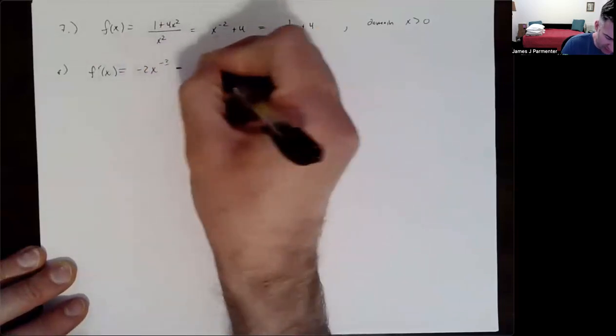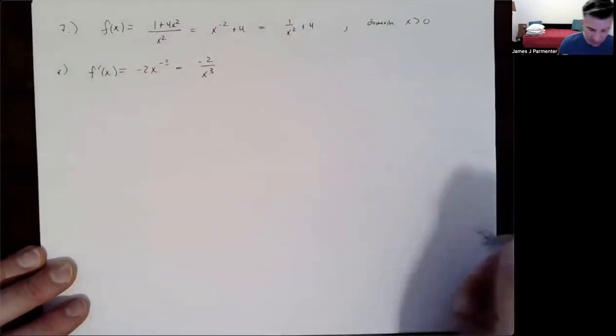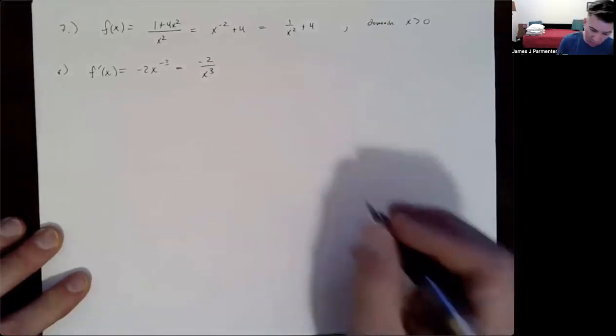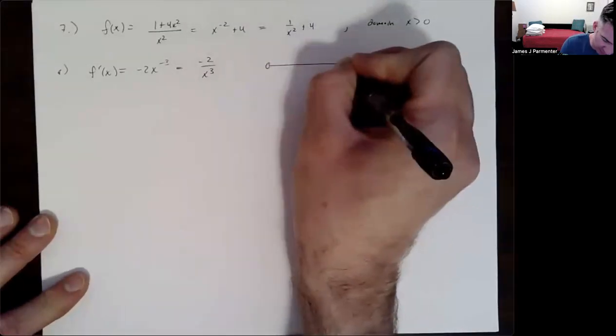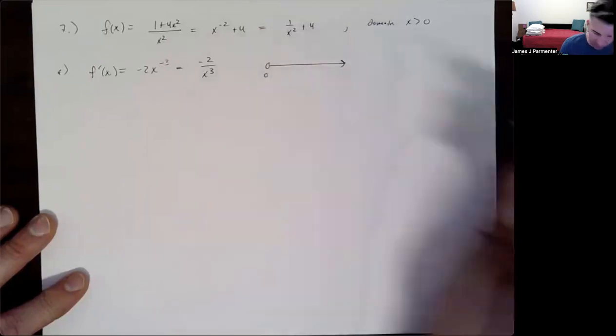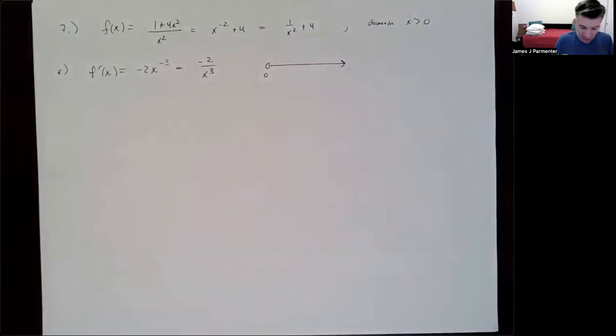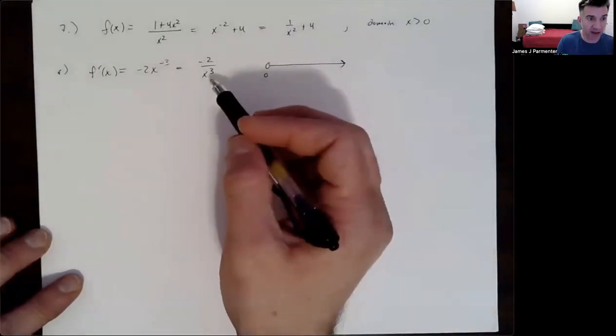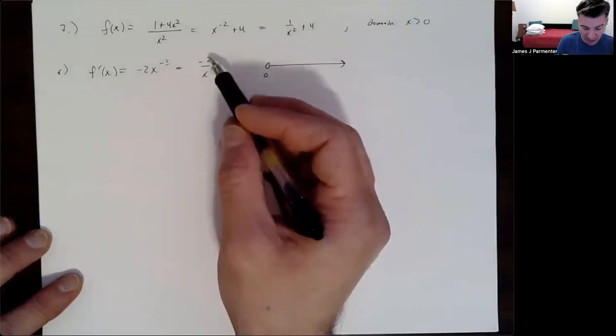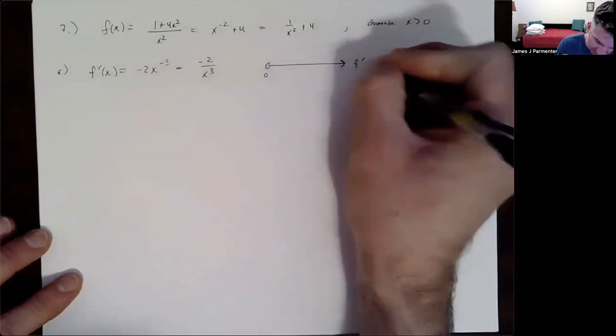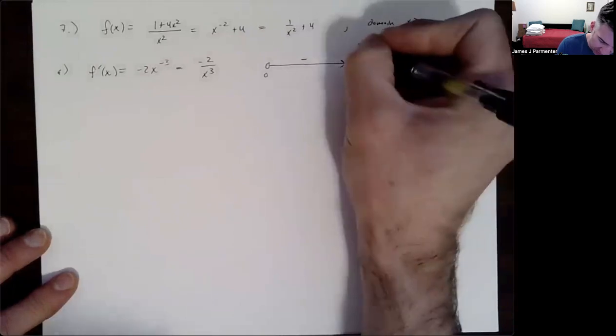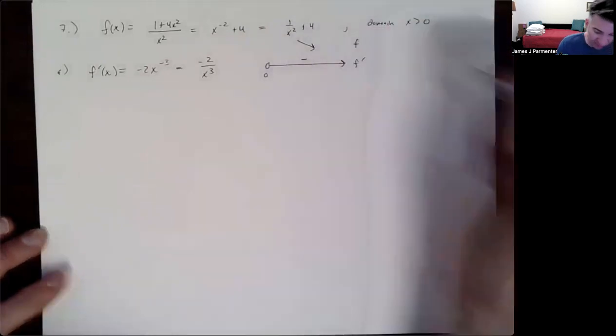I would rewrite it as negative 2 over x cubed. And then since I'm only living in the 0 to infinity region here, 0 is my left endpoint because my domain starts at 0. I can see that for any value of x, I'm going to get a negative derivative. So my derivative is going to be negative everywhere, which means my function is decreasing everywhere.